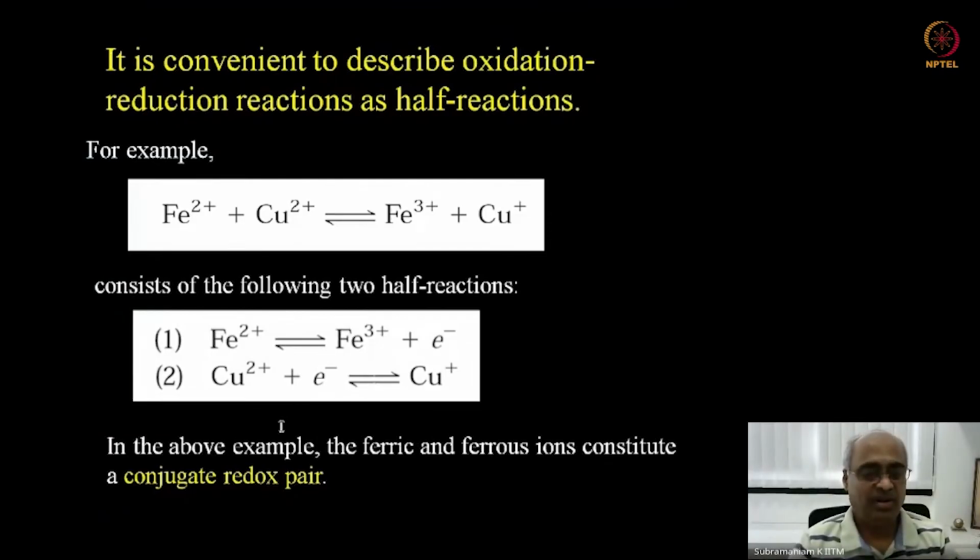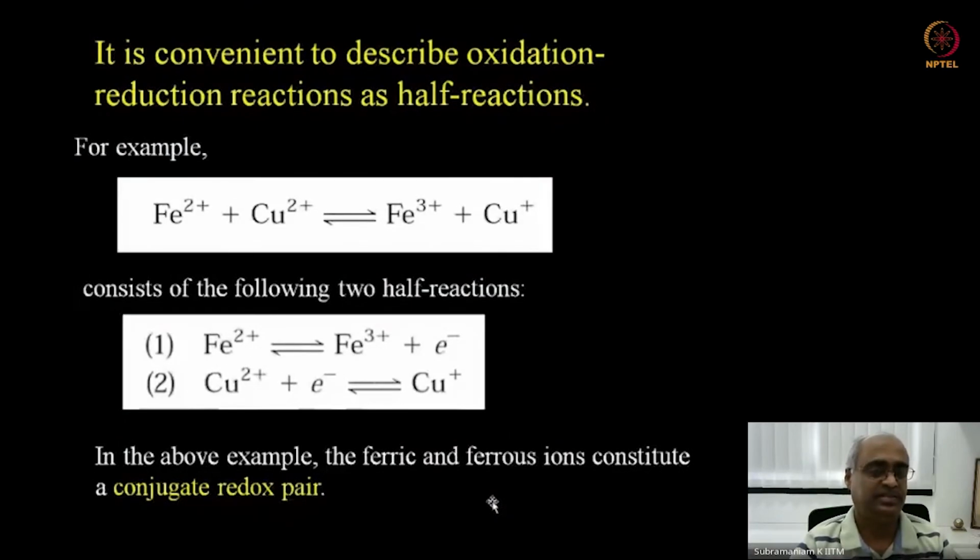So you have one redox pair here, another redox pair here. Let us say this is at one electrode of a battery, and this is at the other electrode of the battery. And if this has less affinity for electrons, and this has more affinity for electrons, then if the two electrodes are connected by wire, electrons will automatically flow from one electrode to the other electrode. Okay, so that is the basis for what happens in the electron transfer based oxidation reduction reactions.